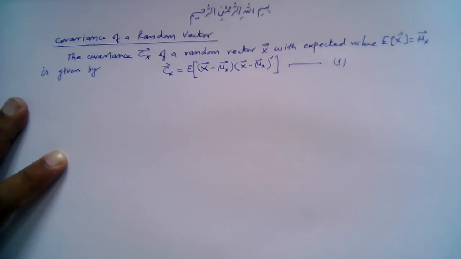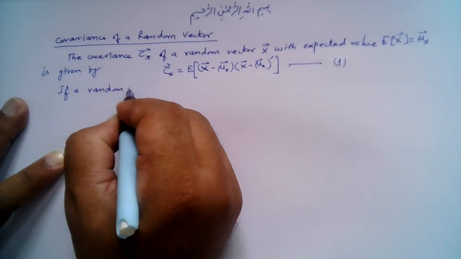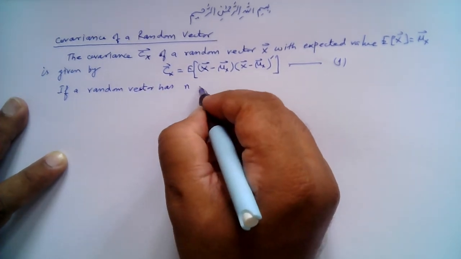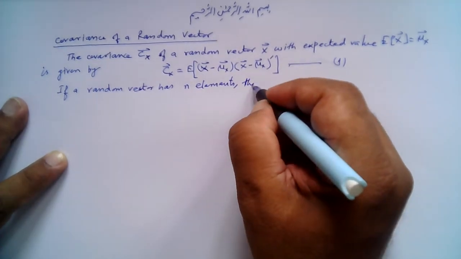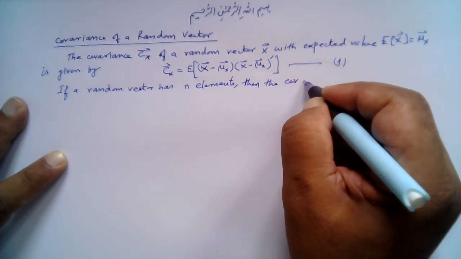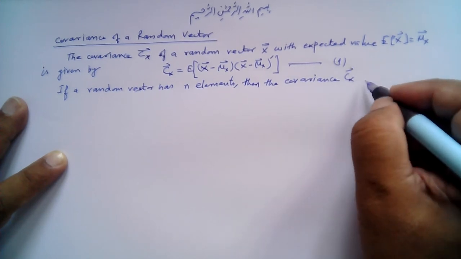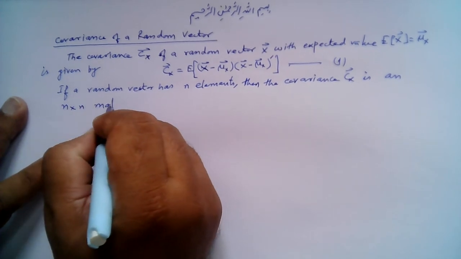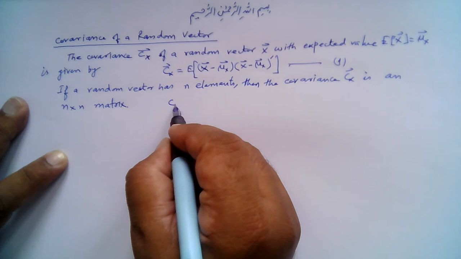So as I have said earlier, if a random vector has n elements, then the covariance C X bar is an n by n matrix, right? And furthermore, this expression can be further simplified into this form.